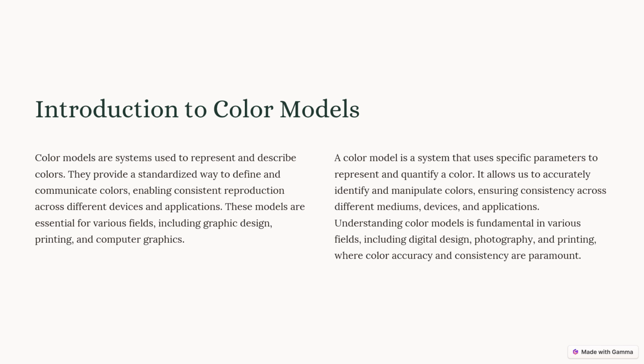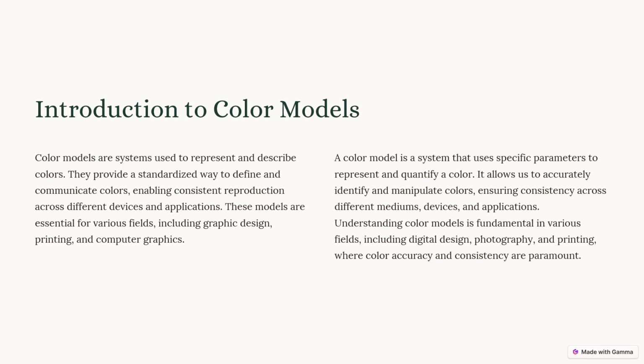The introduction to the RGB color model. A color model is a system used to represent or describe colors. They provide a standardized way to define and communicate the colors, enabling consistent reproduction across different devices and applications. These models are essential for various fields, including graphic design, printing, and computer graphics.